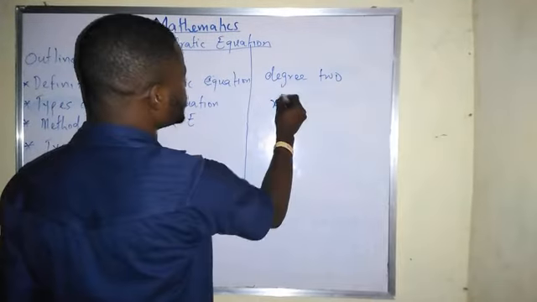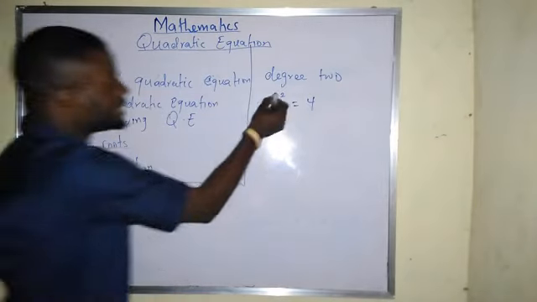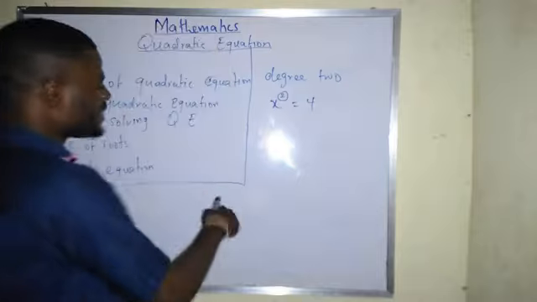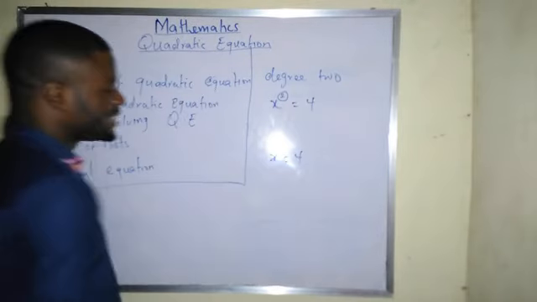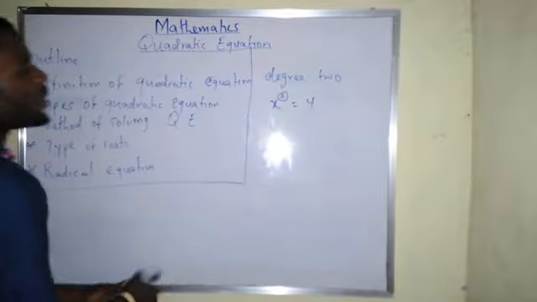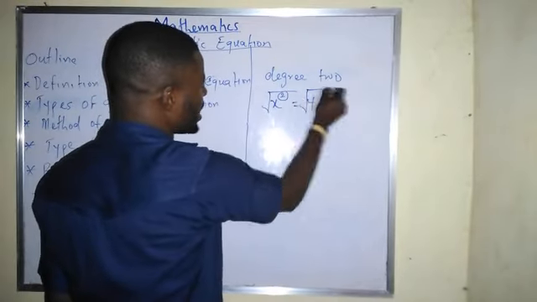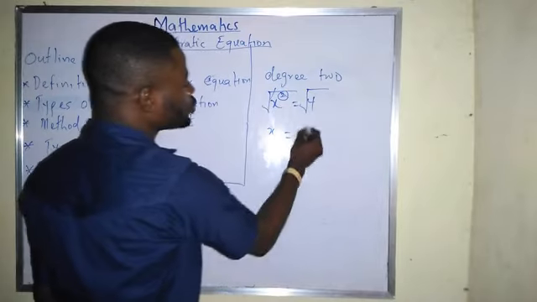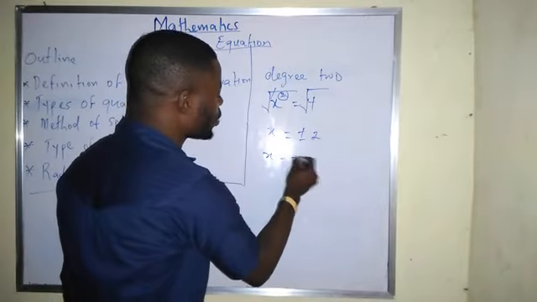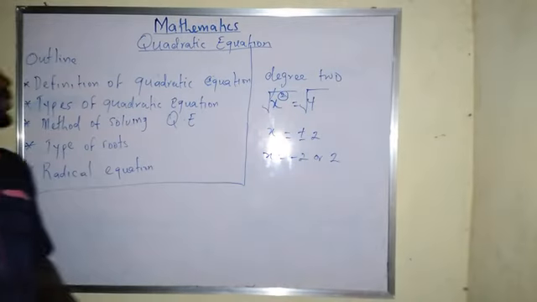If I have x squared equals 4, this is a quadratic equation. Why? Because of the square, which lets us know that the equation belongs to quadratic. But if I have x equals 4, this is a simple equation. For x squared equals 4, we normally square root both sides, so my x will be equal to plus or minus 2. That is my answer. It means my x can be equal to minus 2 or plus 2.